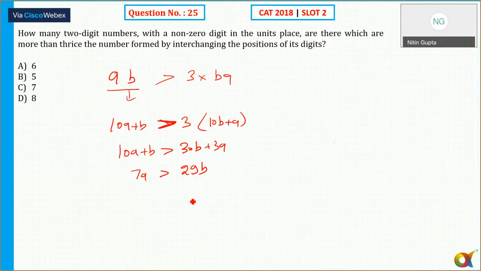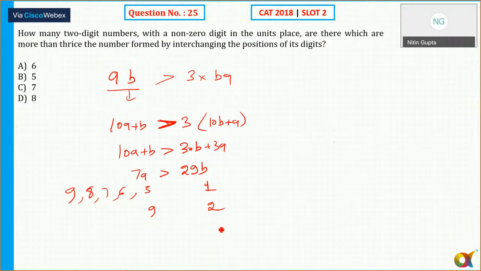Okay. So now I'll say if B is equal to 1, what are the values of A? 7A has to be greater than 29. So possible values of A, 7 fours are 28, so that is 5, 6, 7, 8 or 9, 5 values. If B equals 2, then 7 into A has to be greater than 58. 7 sevens are 49, 7 eights are 56, so the only possible value of A is 9. That's it. So these will be the solutions.